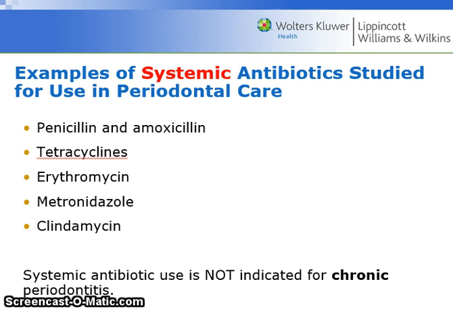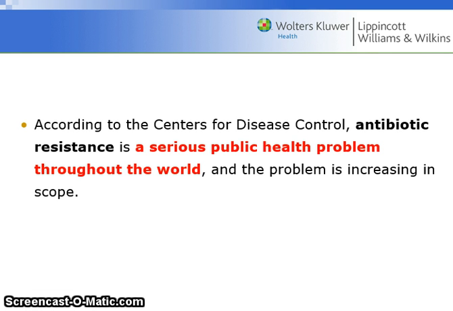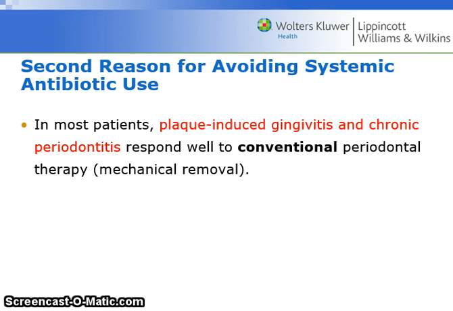Examples of systemic antibiotics studied for use in periodontal care are penicillin and amoxicillin, tetracyclines, erythromycin, metronidazole, clindamycin. Systemic antibiotics are not indicated for chronic periodontitis, but are useful in the treatment of aggressive periodontitis. According to the Centers for Disease Control, antibiotic resistance is a serious public health problem throughout the world, and the problem is increasing in scope.